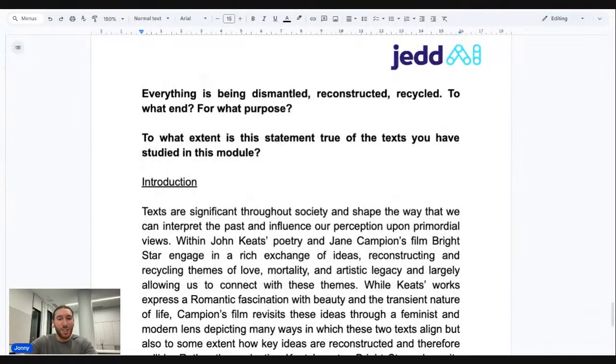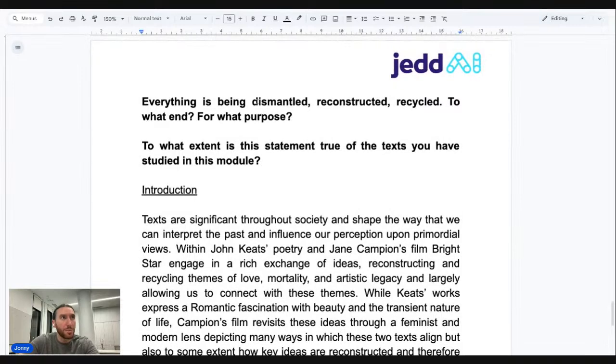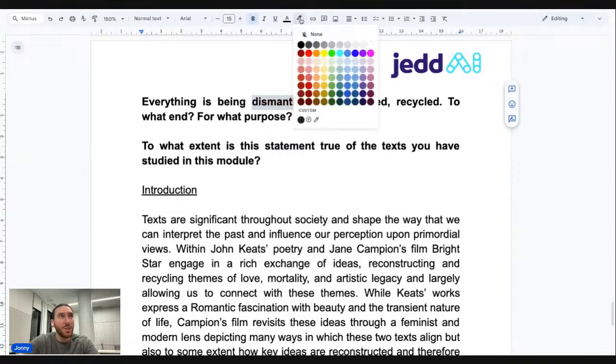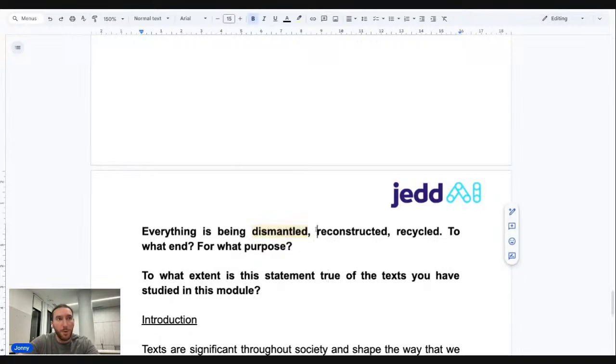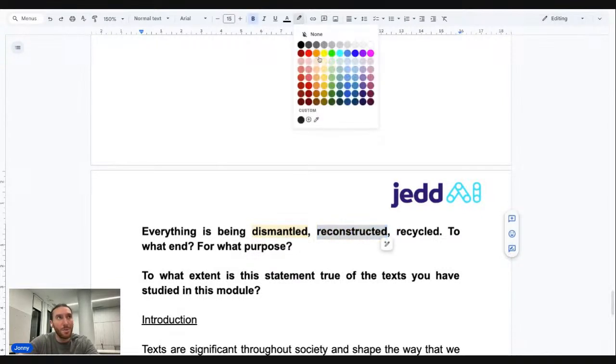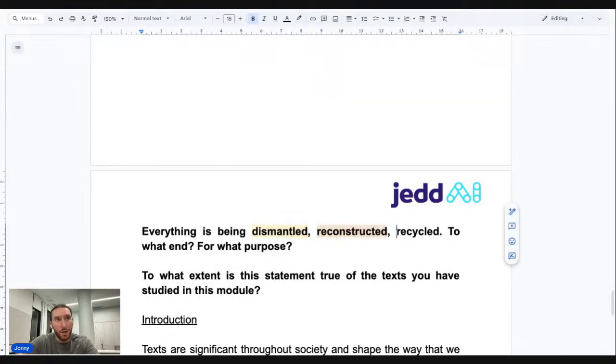Let's have a look at a student's introduction. Here's an introduction that a student wrote in response to this question. And this question is going to be tricky for people. I'm just going to get off that for a second. This question is going to be tricky for people because of the three key terms, if you want to call them all key terms. I mean, they're all seemingly equally important: dismantled, reconstructed, recycled, all of these verbs. The question is, how do we distinguish them? How do we avoid just repeating all of them together?